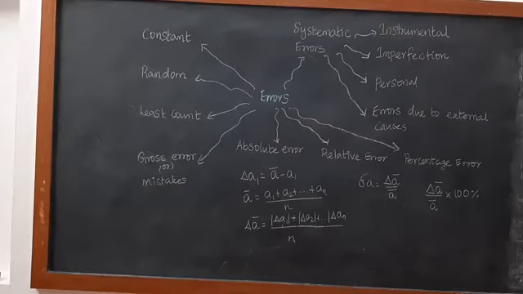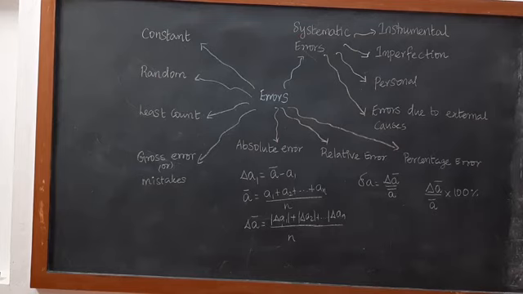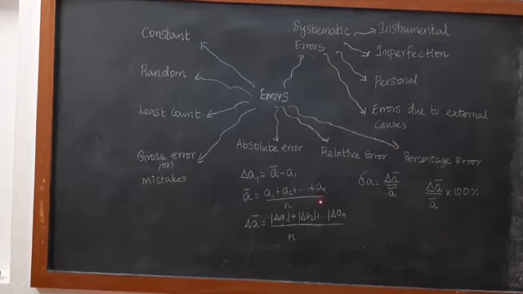Next, we are moving on to the types of errors. We have different types of errors. The first is systematic errors, and then constant errors, random errors, least count errors, gross errors or mistakes. Apart from that we have absolute error, relative error, and percentage error also. We will have some more things, and the combination of errors also. So first of all, we move on to the first one.